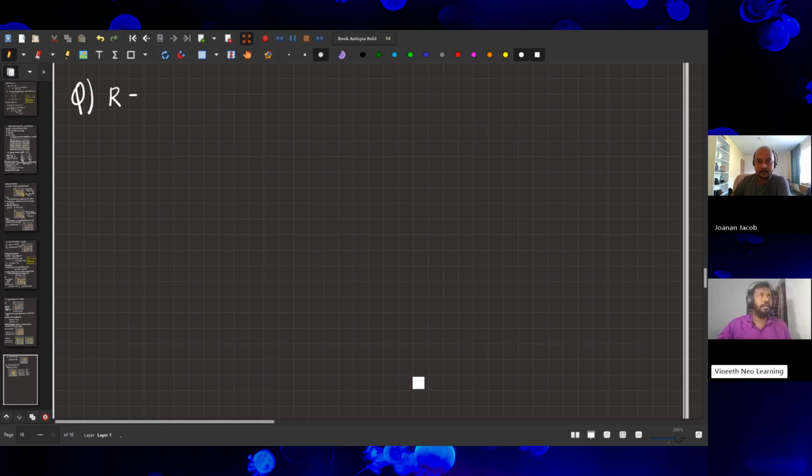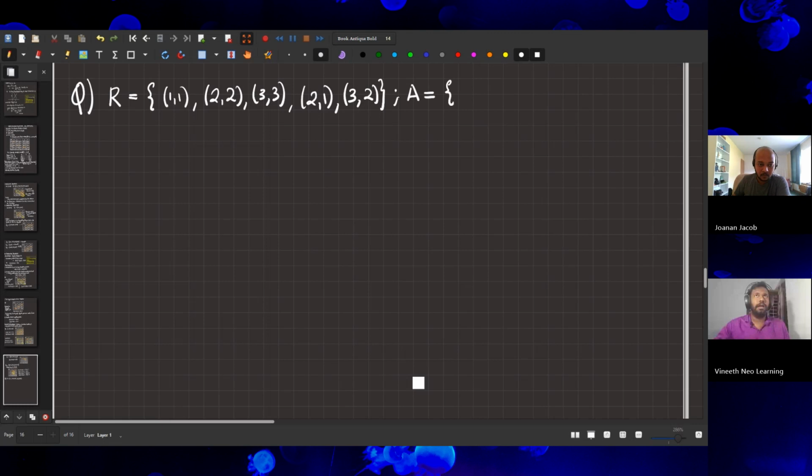Question. Let R be the relation R equals {(1,1), (2,2), (3,3), (2,1), (3,2)}, defined on the set A equals {1, 2, 3}. First, let's check whether it is reflexive.